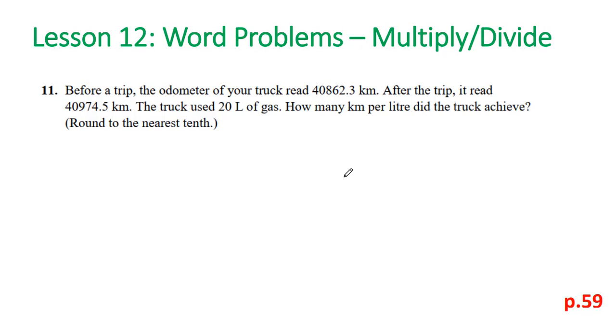Number 11, before a trip, the odometer of your truck read 40,862.3 kilometers. After the trip, it read 40,974.5 kilometers. The truck used 20 liters of gas. How many kilometers per liter did the truck achieve?